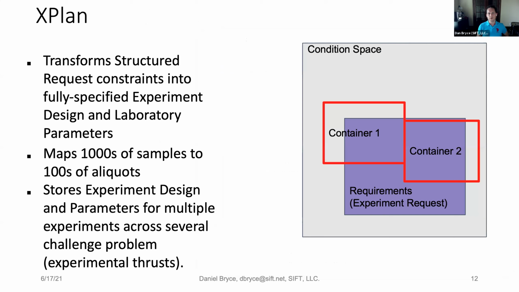Once we have a structured representation, we use our tool called XPlan. What XPlan does is it takes the requirements that are expressed in the experiment request. This purple box is illustrating the things that the experimentalist is asking for. And then we also have what's called a condition space, which is the space of possible samples we could run through the protocol. And then we also have a specification of what containers we have on hand at the laboratory. And XPlan is trying to solve a partition problem of the requested experiment samples and the containers, making sure that it can satisfy this request given the containers available at the laboratory.